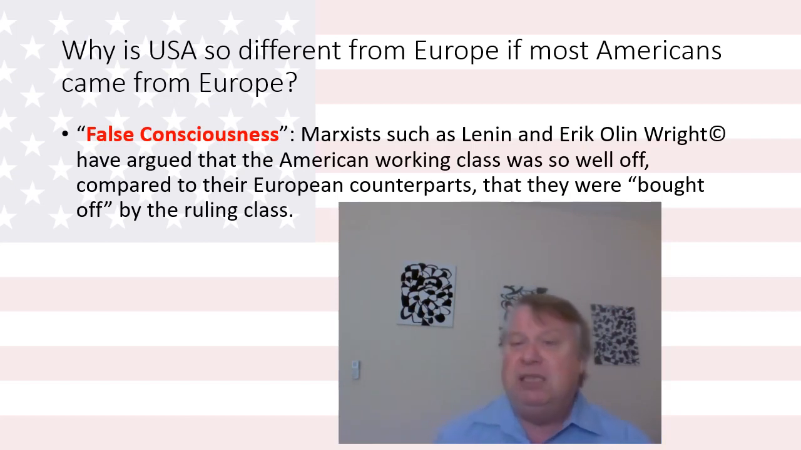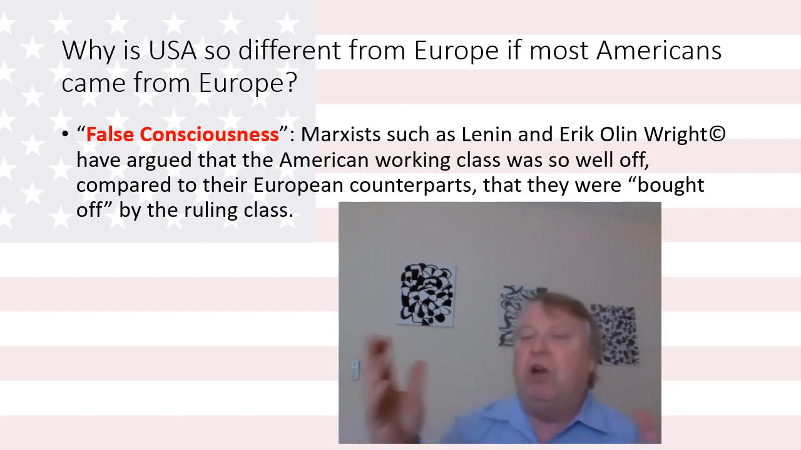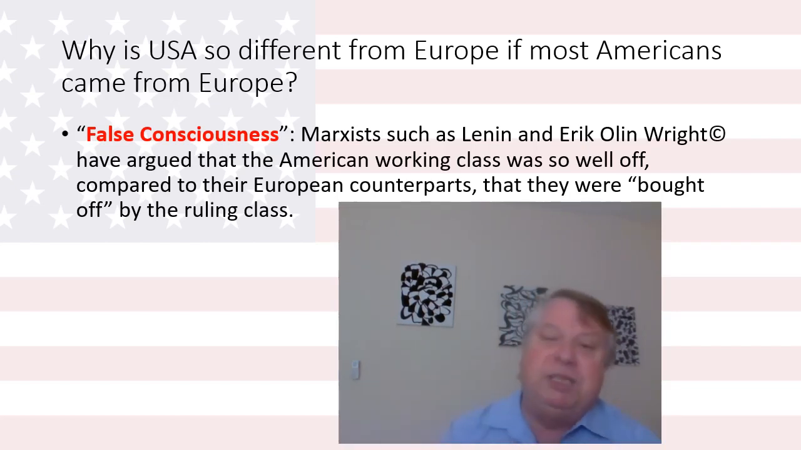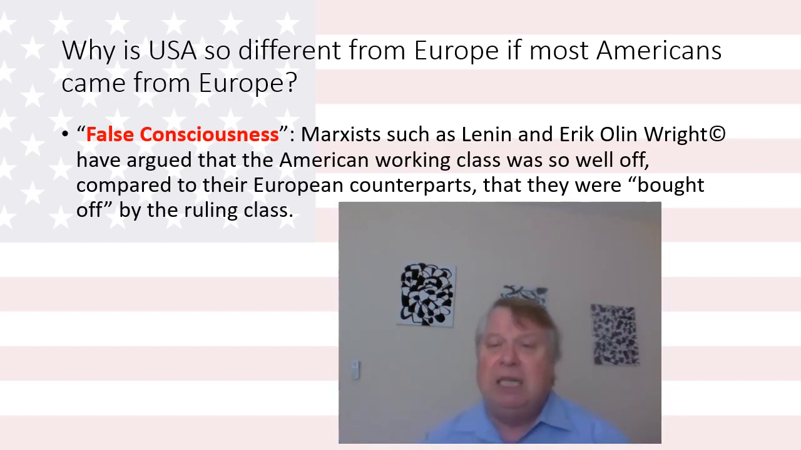So Marxists very often have argued that American workers have been bought off. Basically, they've been given all these privileges because of the ability of the ruling class to exploit minorities and steal land from Native Americans and use that to bolster a white working class that would be very loyal and would buy into this kind of American exceptionalism.